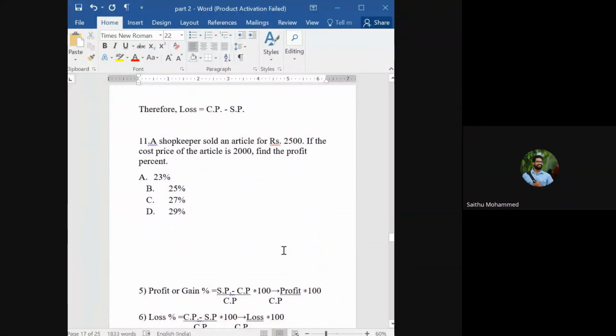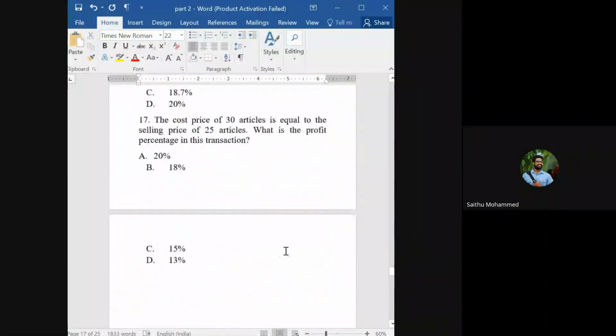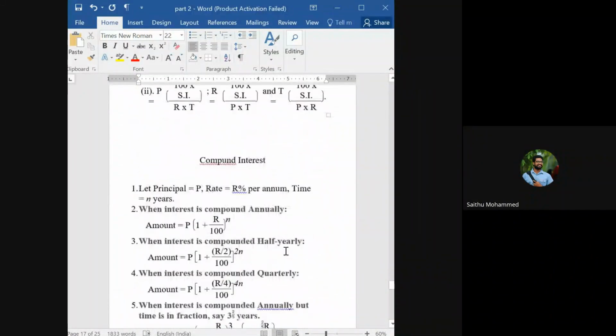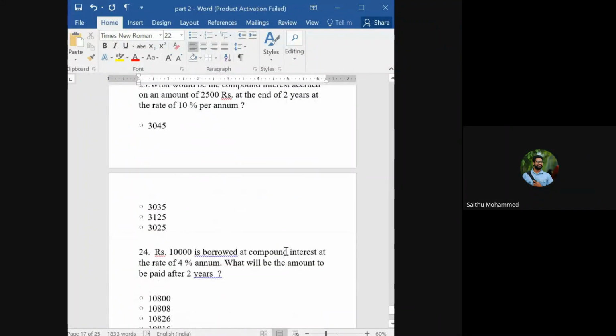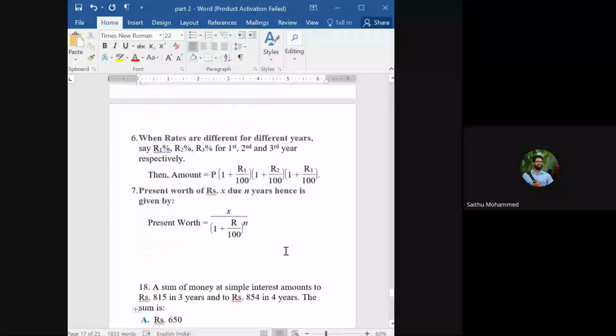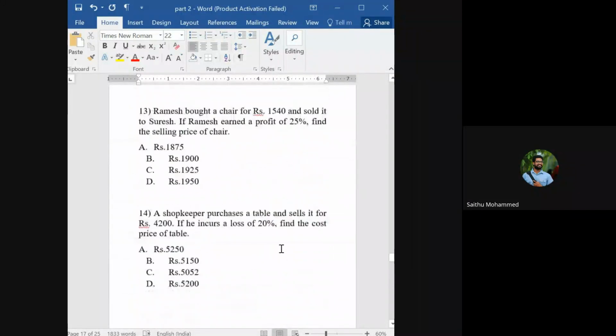Now, profit and loss, I don't know. There is only 20 minutes left. We are really behind the schedule. Yeah, I'll just rush through this one.